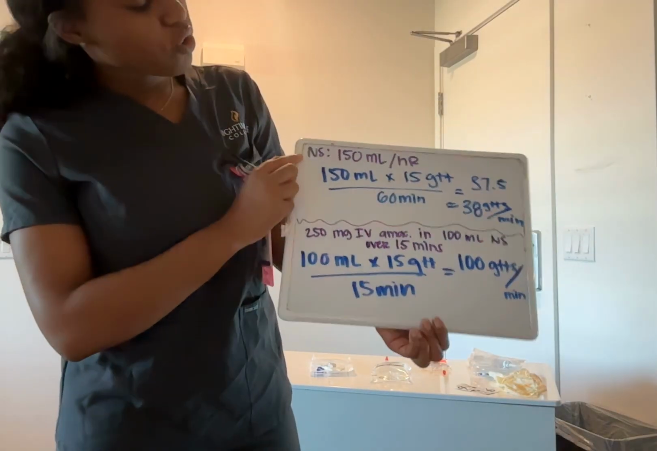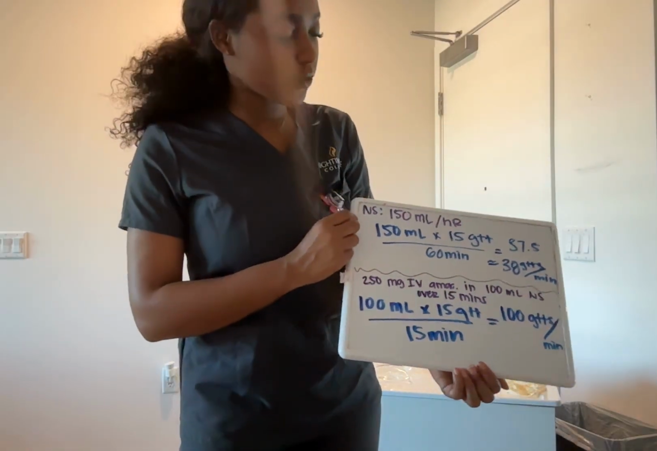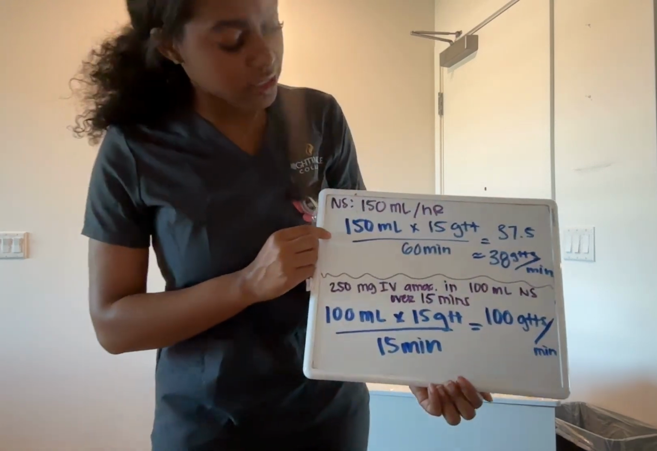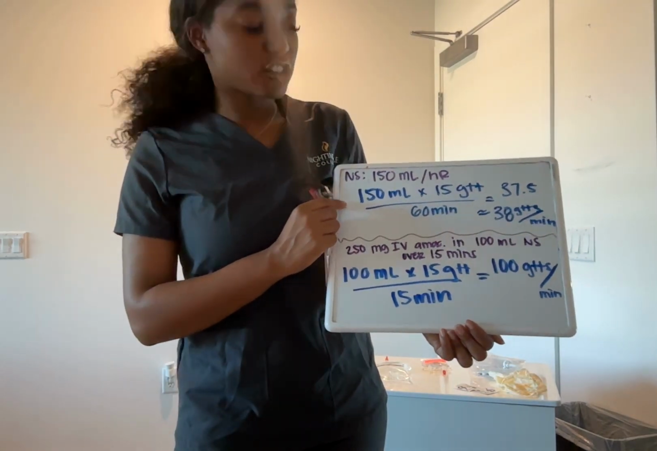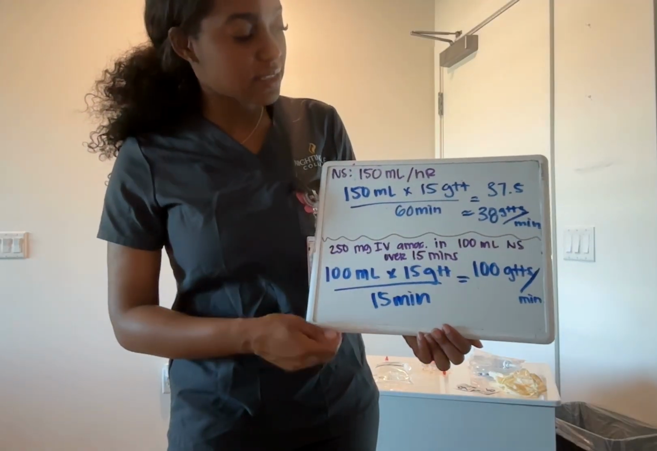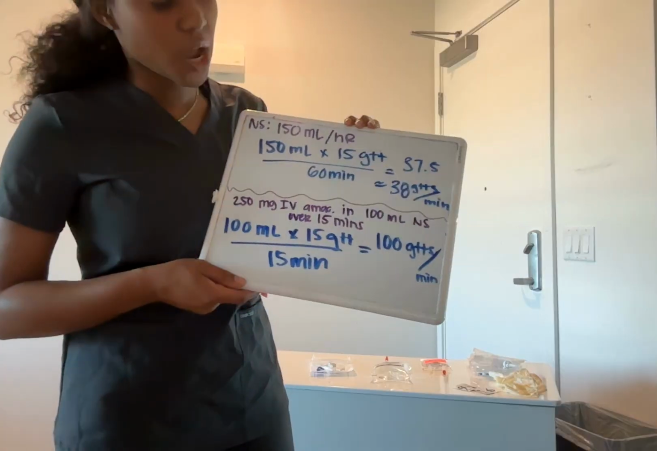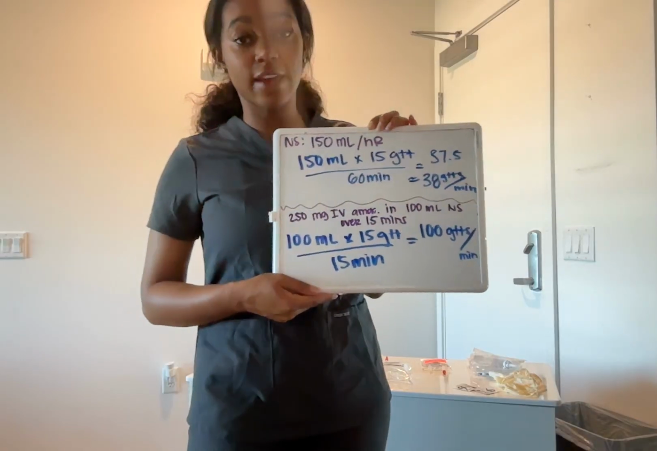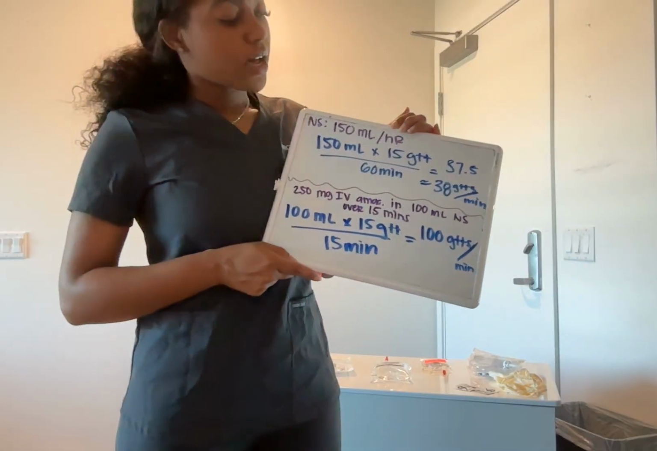So first order is nasal saline of 150 milliliters over an hour. So my calculations is 150 milliliters times 15 drops per 60 minutes. That comes out to 37.5 drops per minute. So because we cannot give half a drop, we're going to round up to 38 drops per minute.